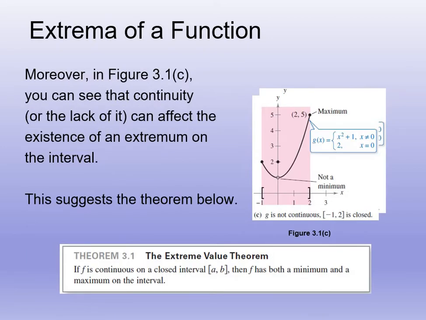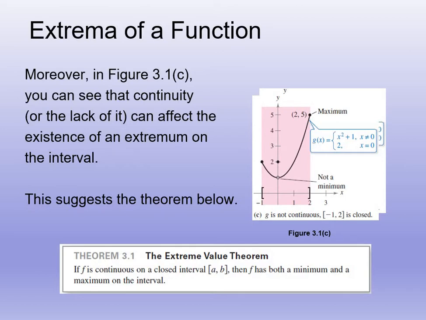All right, so how does continuity affect this? Well, let's take a look at theorem 3.1. It says, if f is continuous on a closed interval a to b, then f has both a minimum and a maximum. So if it's continuous, we will have a minimum and a maximum. That does not necessarily mean that it's on the endpoints, though. It can be the endpoints, okay? It may not be the endpoints. It might be in between.